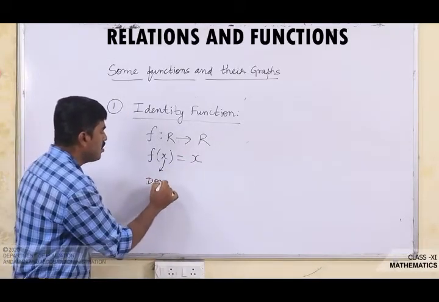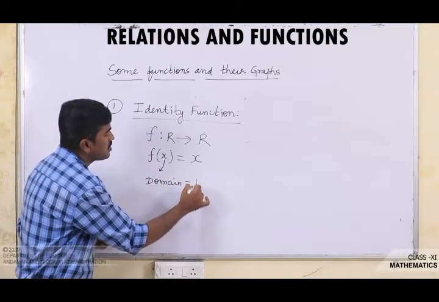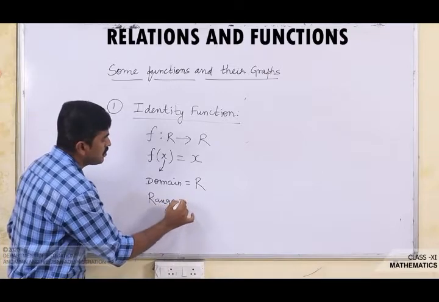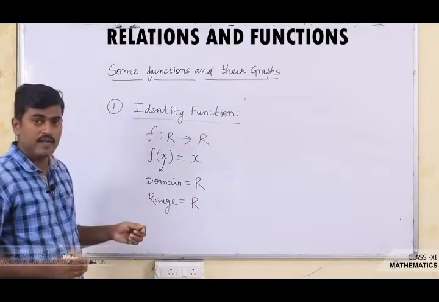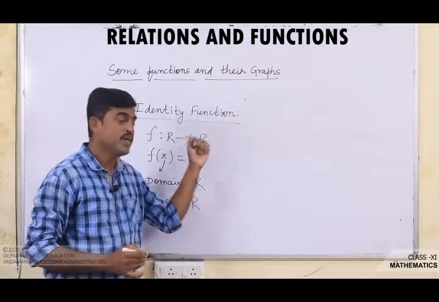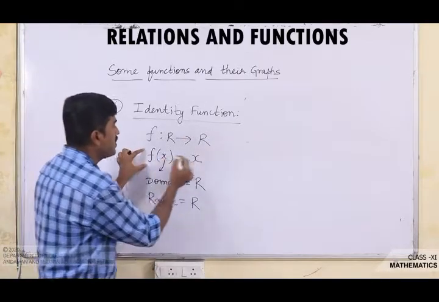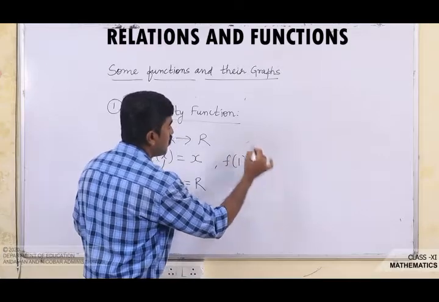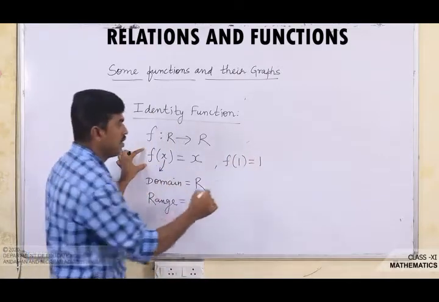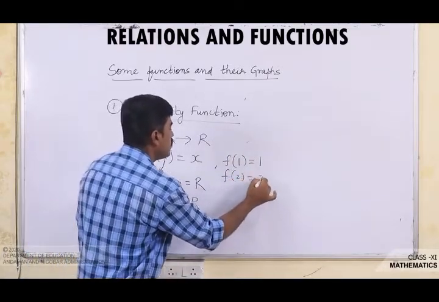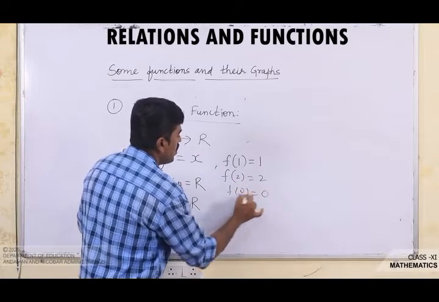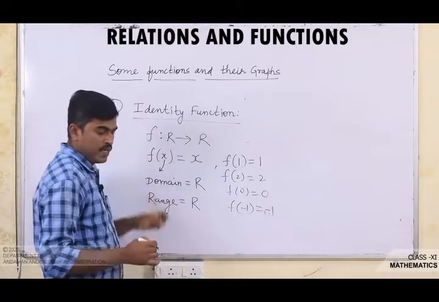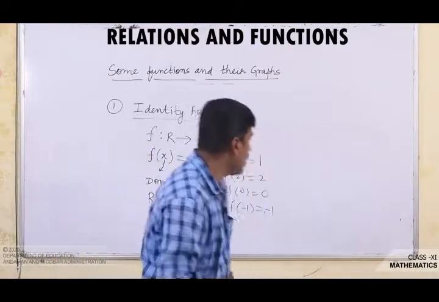So what is the domain of this function? The domain is the set of real numbers, and what is the range? The range of this function is also the set of real numbers, and the codomain is also the set of real numbers. Here identity means, if I take x = 1, then the image of 1 is 1, the image of 2 is also 2, the image of 0 is 0, the image of minus 1 is minus 1, like that. Okay. Now we will draw the graph of this function.